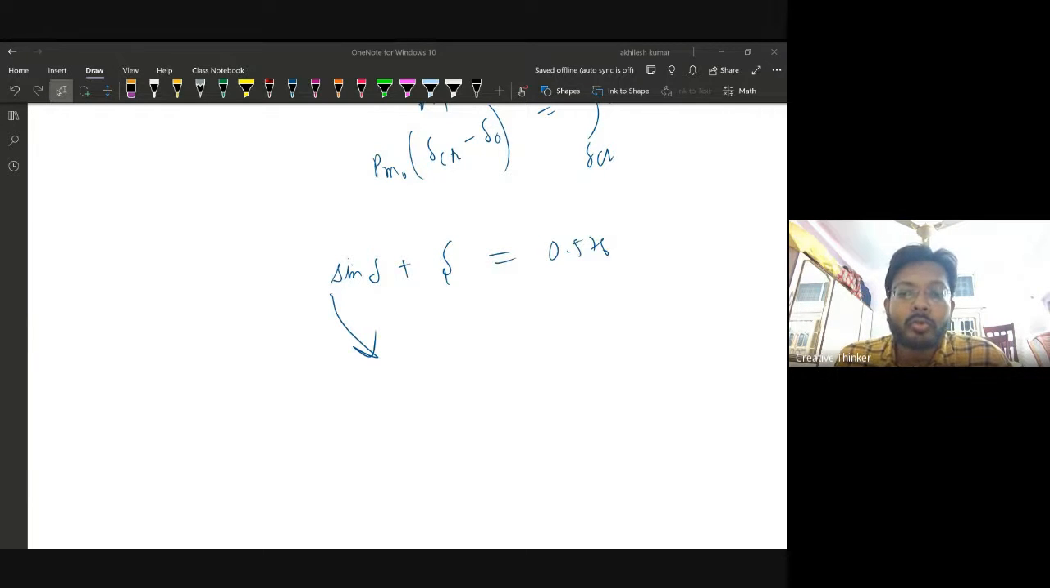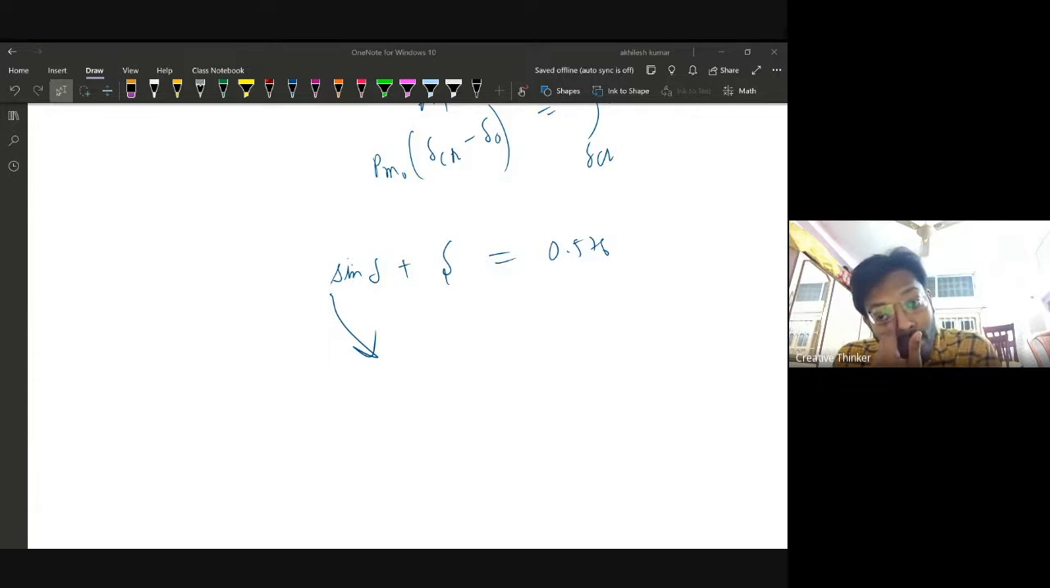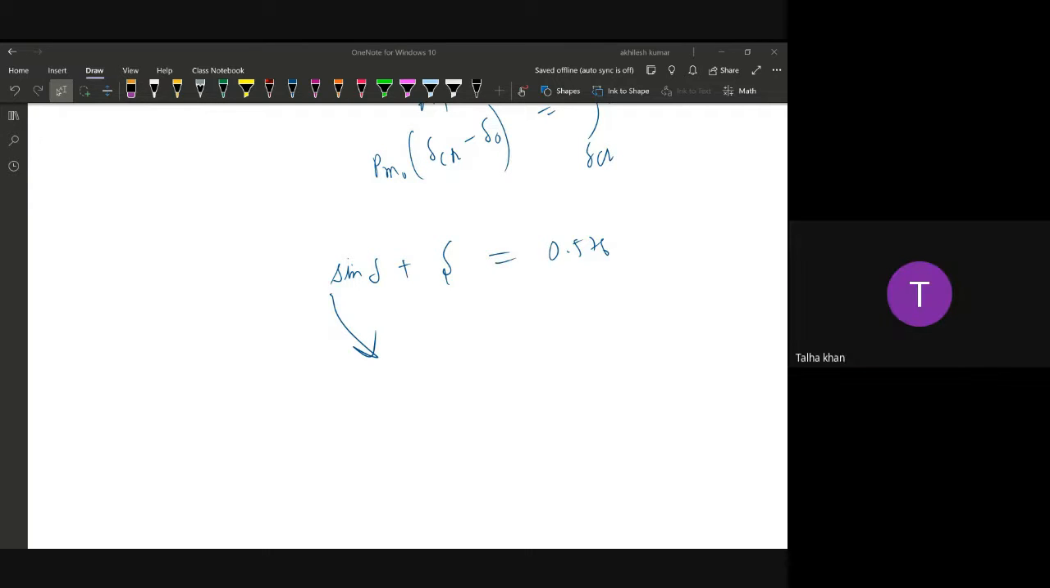So do you know Wolfram Alpha? No, sir, I haven't heard of this. On Wolfram Alpha, you can solve any type of equation. You just Google it. There you can solve any type of equation, and they give all the values of delta. Sir, but during the exam, it will be hard to use this, right? Why?